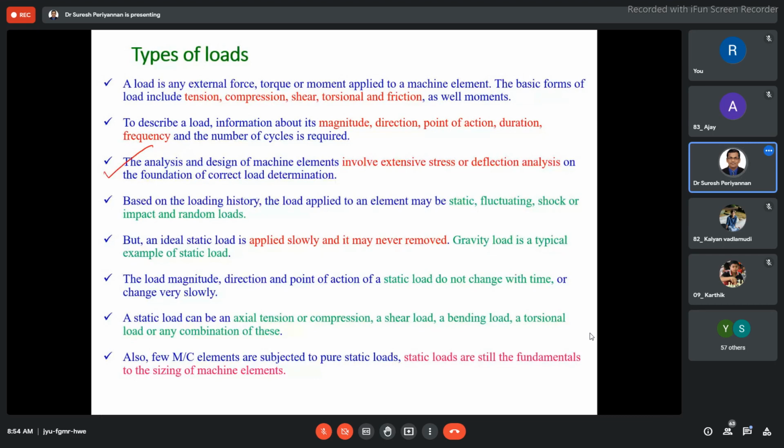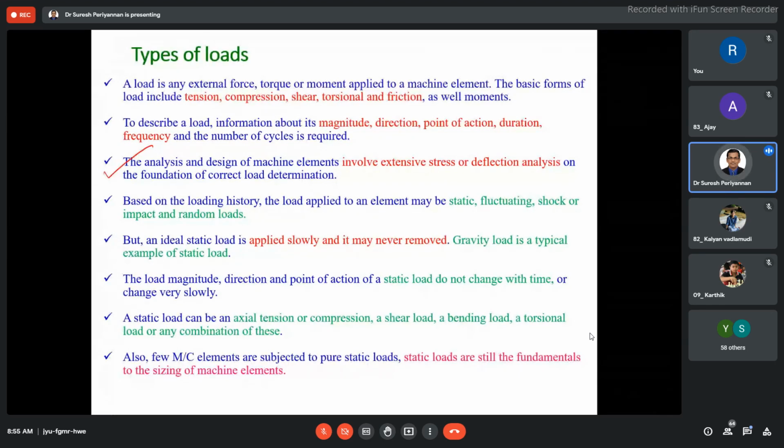Also, a few machine elements are subjected to pure static loads. Based on the static loads, we are able to define the dimensions of the machine component. For example, take a simple rod or bar, a square, rectangular, or circular cross-section bar. The bar is subjected to a pure axial tensile load.